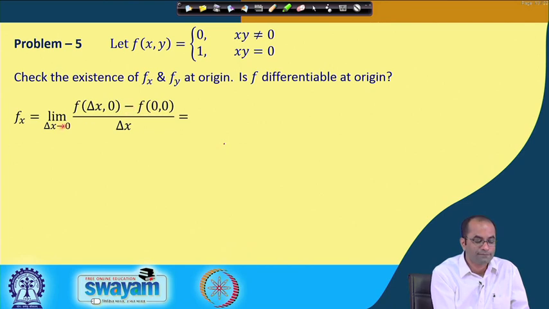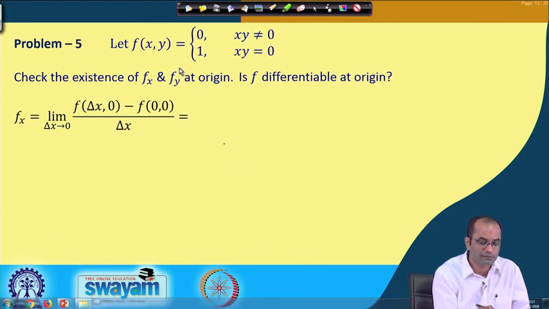of the derivative. So, we have the limit as delta x goes to 0 of f(delta x, 0) minus f(0,0) over delta x. Now you note that for f(delta x, 0), the product of the arguments is 0. So, the value will be coming from this one. So, this is 1, and f(0,0) is again 1 here. So, 1 minus 1 is 0, and that limit is 0.